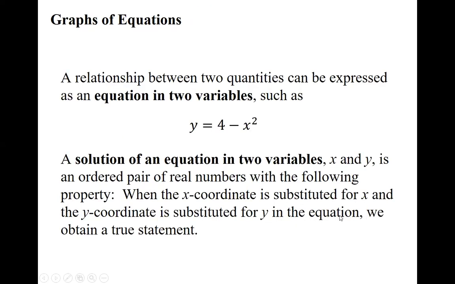A relationship between two quantities can be expressed as an equation in two variables, such as y equals 4 minus x squared. A solution of an equation in two variables, x and y, is an ordered pair of real numbers with the following property. When the x coordinate is substituted for x and the y coordinate is substituted for y in the equation, we obtain a true statement. So an ordered pair x, y is going to be a solution to an equation if when we plug those values in for x and y, we get a true statement.